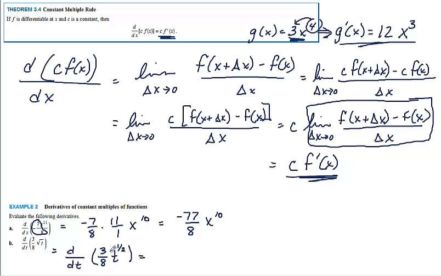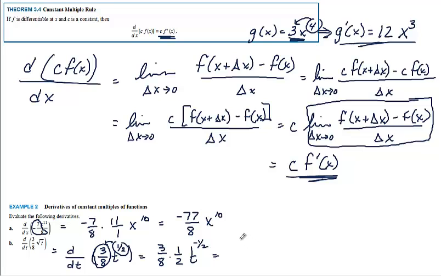Here's my constant right there. I'm going to power drop, multiply it by that. So I'll have 3/8 times 1/2. And then I'll get t to the 1/2 minus 1. So 1/2 minus 1 is a negative 1/2.